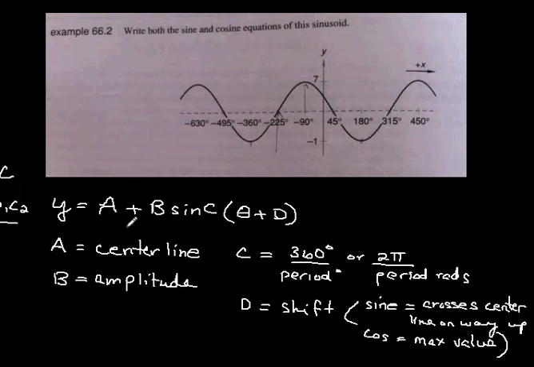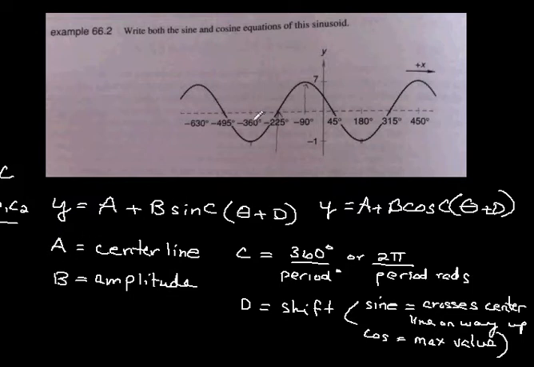This is the formula that we use to do the sine curve, looking at a graph. So our cosine curve would be y equals a plus b cosine of c theta plus d. If you can figure out what a, b, c, and d are, all you have to do is substitute it in and you get your equation. So a is the center line.